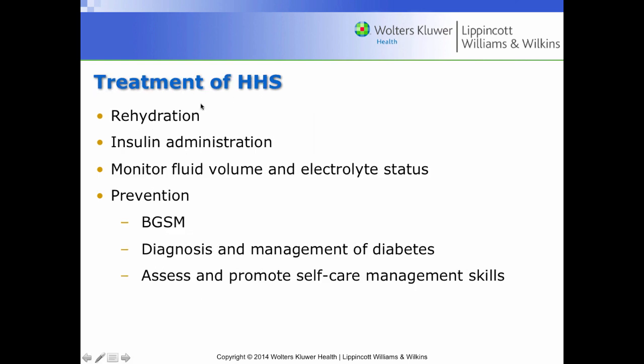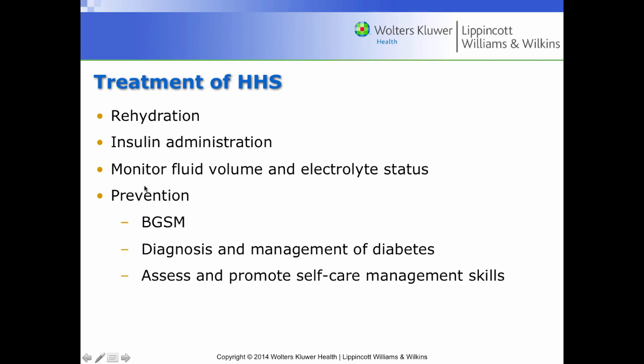Treatment of HHS, rehydration, okay, because they're significantly dehydrated. Administering insulin is going to help reduce the glucose levels. Monitor fluid volume and electrolyte status. Okay, again, you don't want to overload them with fluid.